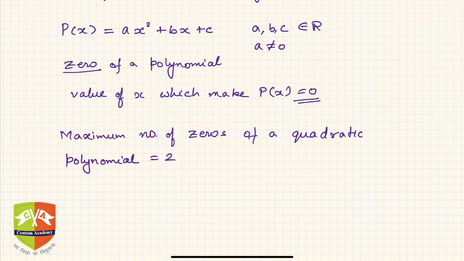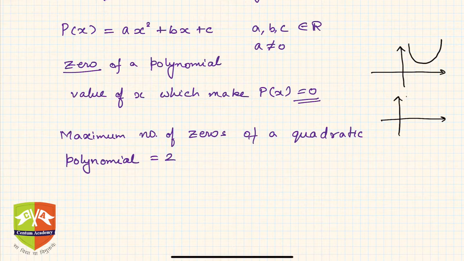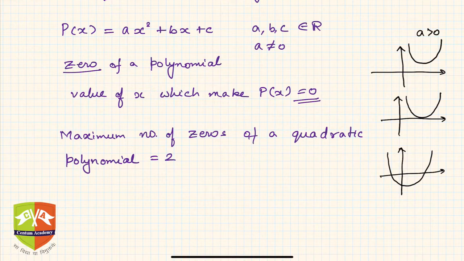But graphically speaking, a quadratic polynomial can be expressed in three ways, or there could be three varieties. One is like this, where there is no intersection with the x-axis. Another will be just touching the x-axis, and the third one is that it is intersecting at two locations. So these are the three varieties of the quadratic, and this is when a is greater than zero. So we saw that the curve is opening upwards with a greater than zero.